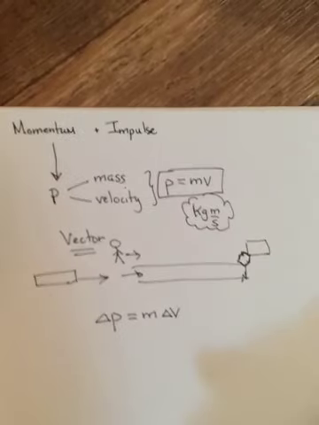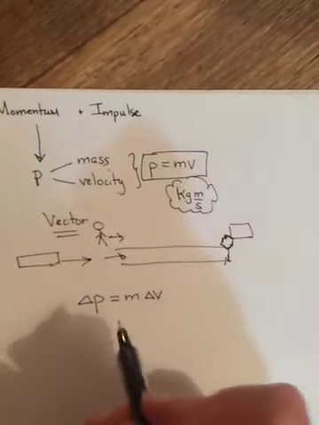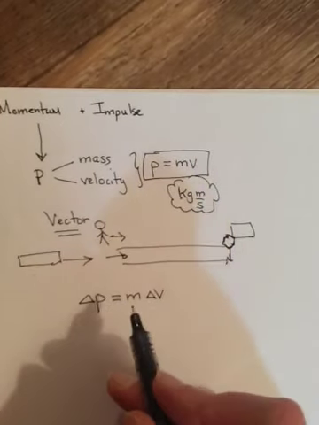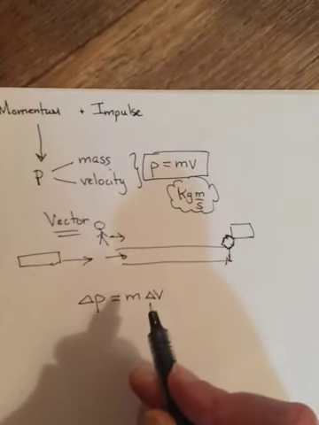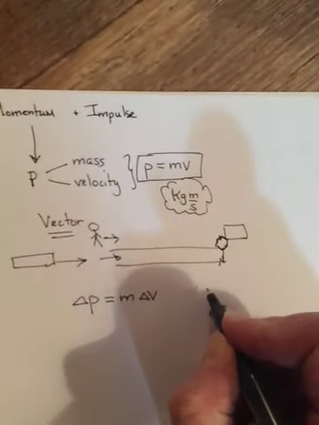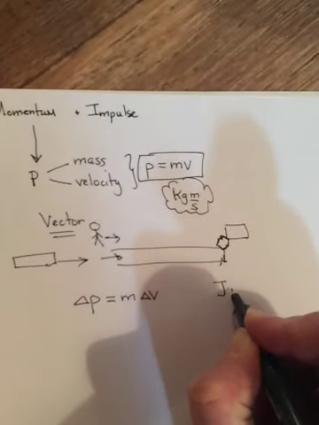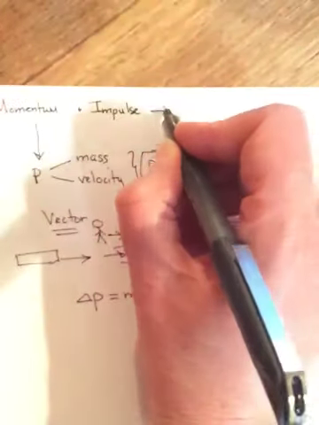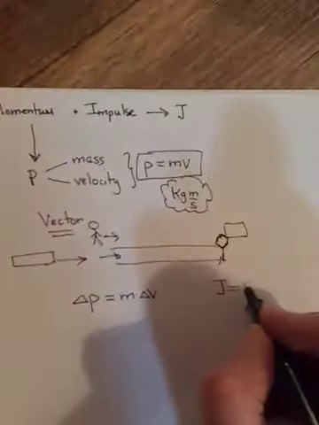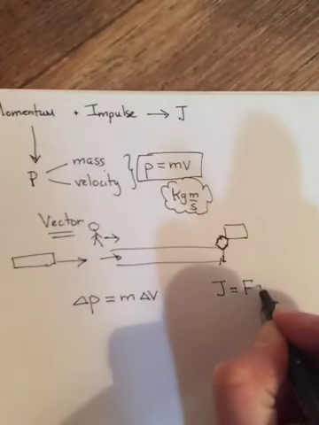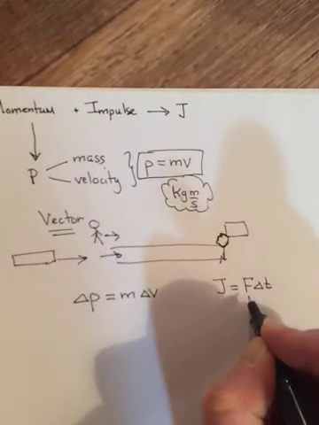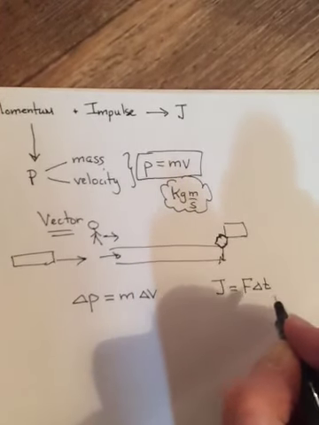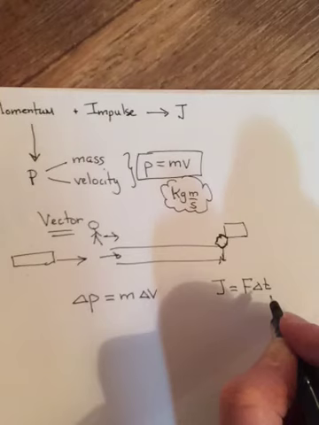Now, if we say brakes, it means: how do you change an object's momentum? Well, you must change it by applying a force, right? And so there's something called impulse, and it's a J. Momentum is a P, and impulse is a J. Impulse is equal to F delta T. In order to change an object's momentum, you need to apply a force over a given period of time.